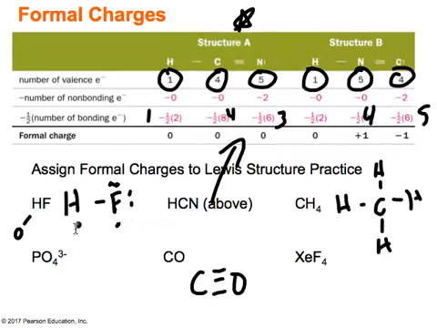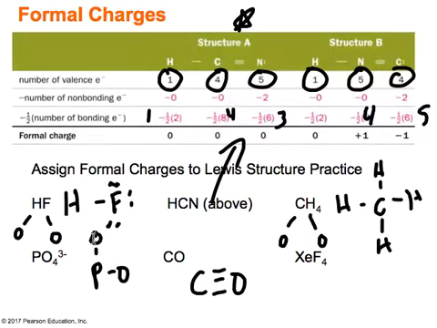Fluorine has 7 valence electrons. So 7 minus 2, 4, 6, plus 1, half of the bond. 7 minus 7 is 0. So that's a stable situation. Same idea here. Carbon has 4 valence electrons. It gets half of these bonding electrons, so that's a 0. Hydrogen has 1 valence electron, half of the bond, 0. So all these are formal charges of 0 so far.